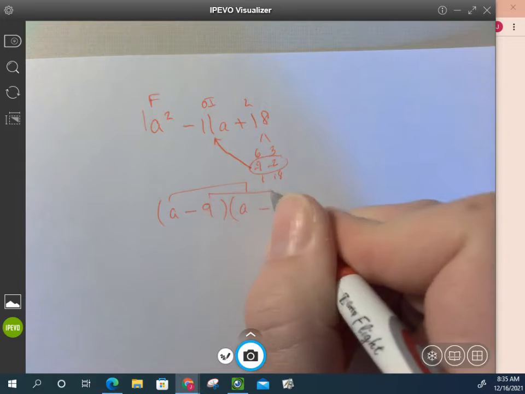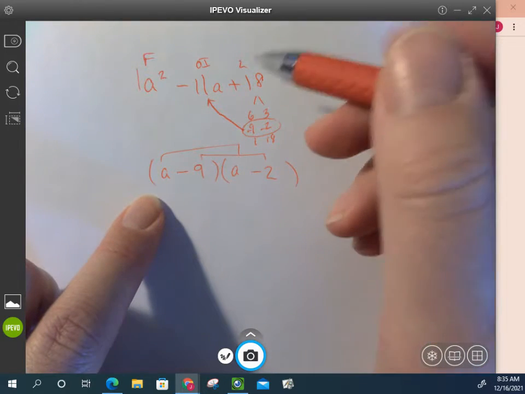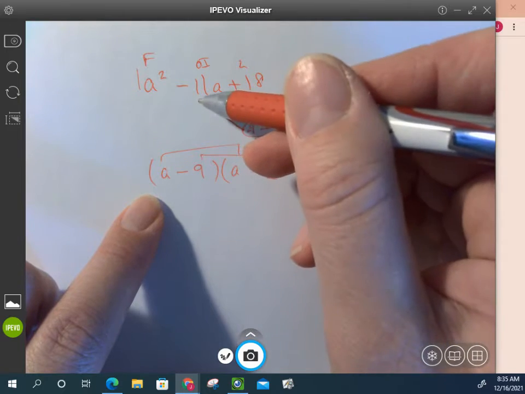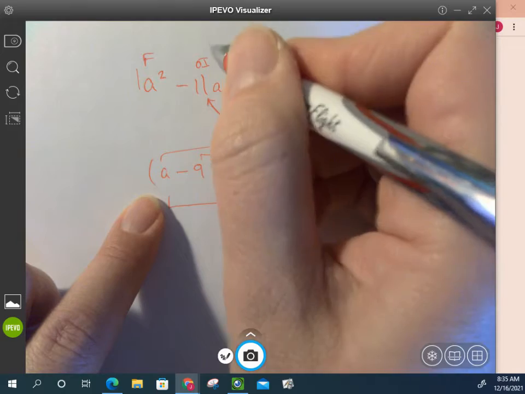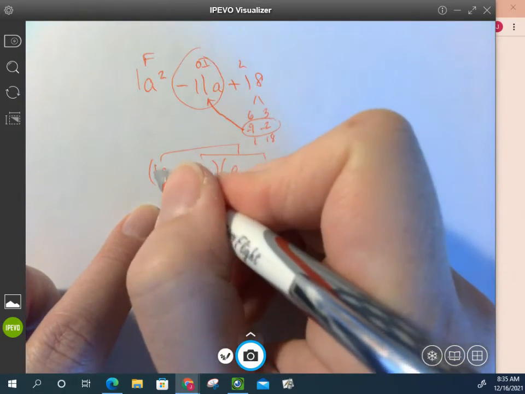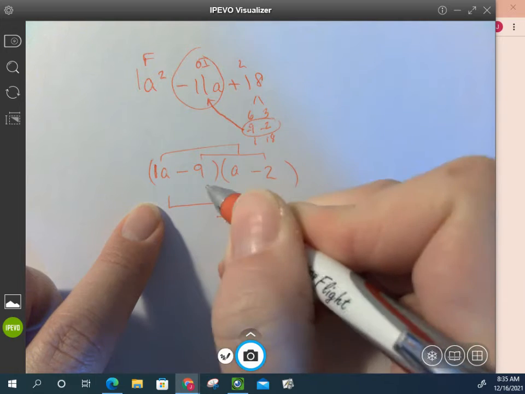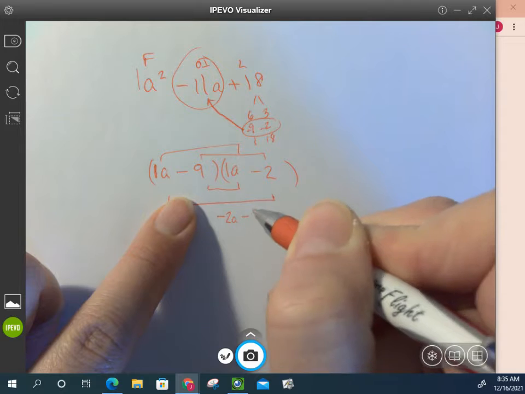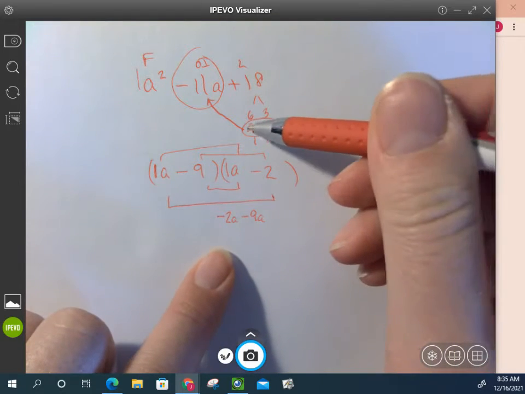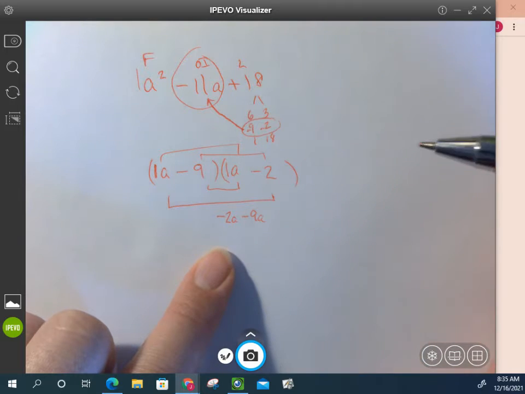So why does this work out so easily compared to what we're doing today? When my factors of 18 add up to negative 11, that is because when I do the outer and the inner, I'm taking 1 times negative 2, which stays as a negative 2a. I am taking negative 9 times 1, which stays as a negative 9a. So these negative 2 and negative 9 stay, and they add up to my middle term.